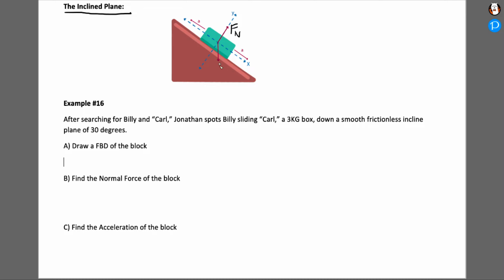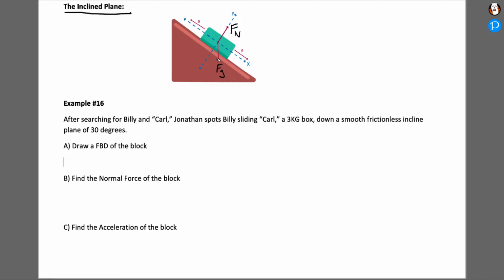Now, the other thing that can be tricky is that this force of gravity right here is going to be broken up into two components. So there's two things that gravity is doing in this case. Gravity is holding the block to the surface, right? So there's this component of gravity that's pulling the block to the surface. The other thing that gravity is doing is pulling the block, making the block want to slide down the hill or down the incline.